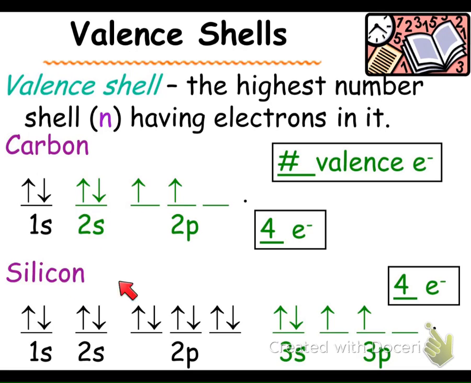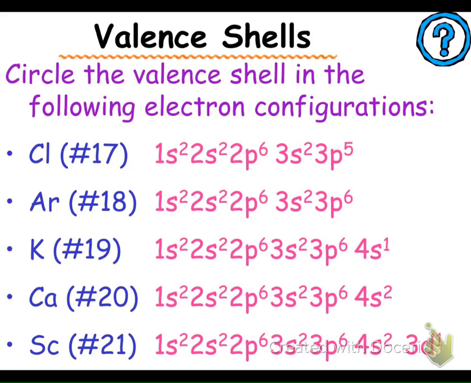Same thing with silicon. I know that 3 is my outermost energy shell, and I have 4 electrons in that: 1, 2, 3, 4. So again, the s and p subshells make up what goes into your outermost energy shell. So push pause and please identify the following electron configurations and circle the valence shells in each of those.